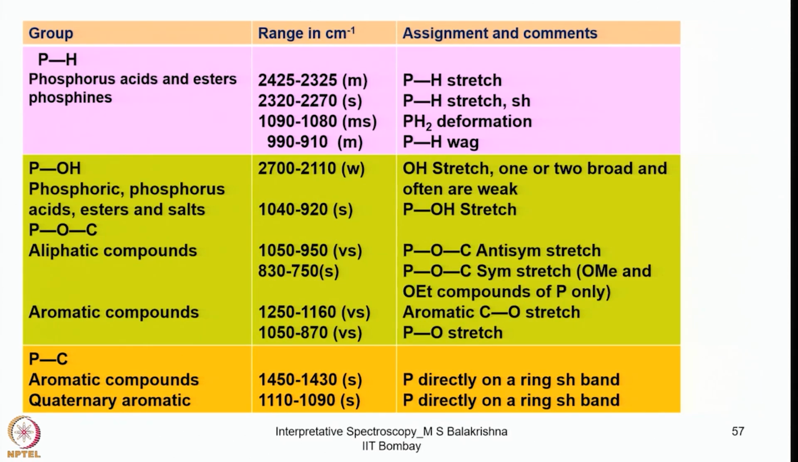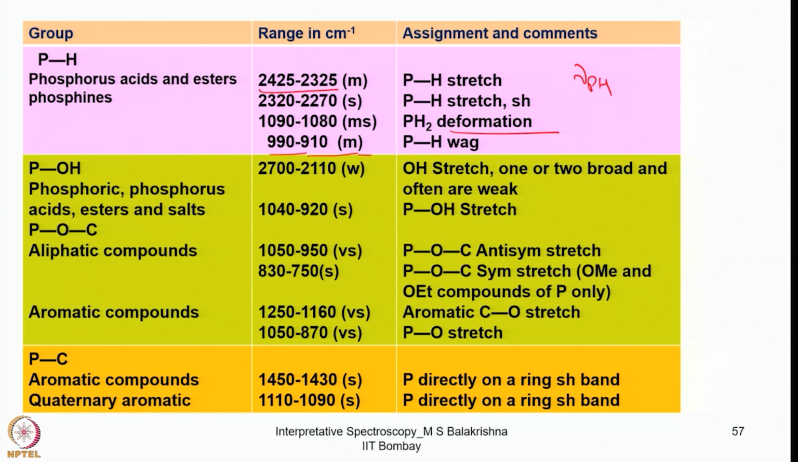So now we move on to phosphorus compounds. If we have a direct PH bond, in phosphorus acids, esters and phosphines, we come across 2425 to 2325 centimeter -1. This is essentially due to the PH stretch. And then we can also see bands in the region 2320 to 2240. This is again PH stretch. This is very sharp. And if you see 1090 to 1180, medium strong, it is PH2 deformation, and then 990 to 910, medium, it is for PH wag.